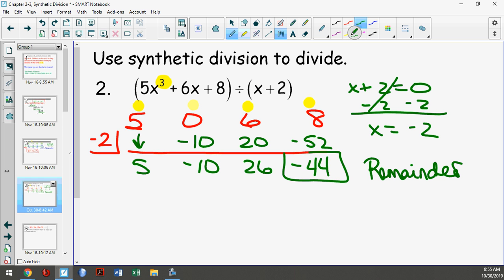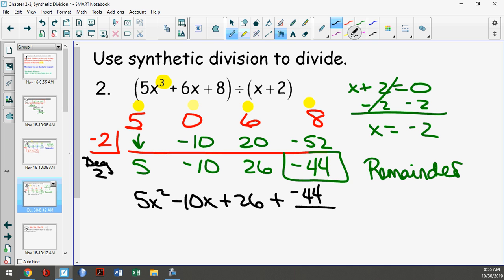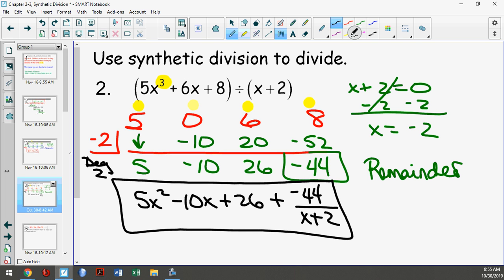But that's not going to stop us from going ahead and writing a polynomial. I know this thing is degree 3, so as soon as I do synthetic division one time, what degree does it drop down to? Goes from degree 3 to degree 2. We all understand that. So we're going to put on our missing variables. So that's 5x squared minus 10x plus 26. And this is going to be plus a negative 44 over the divisor, which is x plus 2. And this is how we did long division on Monday in our notes, yes?